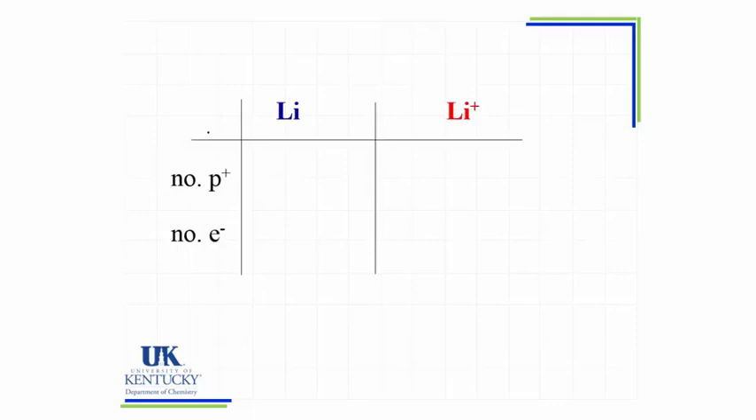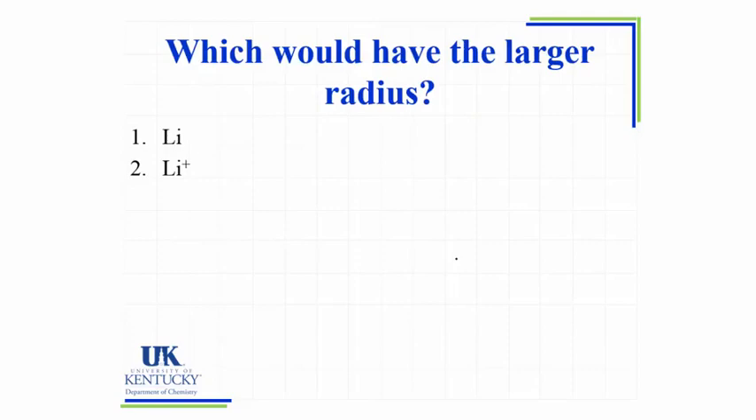So if we compare these two, we know that they both will certainly have the same number of protons. They both have 3 protons. However, lithium as an atom is going to have 3 electrons, but lithium as a cation is only going to have 2. We've removed 1 electron. So in this scenario, we have the same nuclear charge, okay? Here we've got 3 electrons being held on by those 3 protons, and here we only have 2 electrons being held on by those 3 protons. Plus, what did we remove? We removed a valence electron, so we are considering electrons that are on the inner shell, okay? So think about those things and answer the question, which one would have the larger radius?